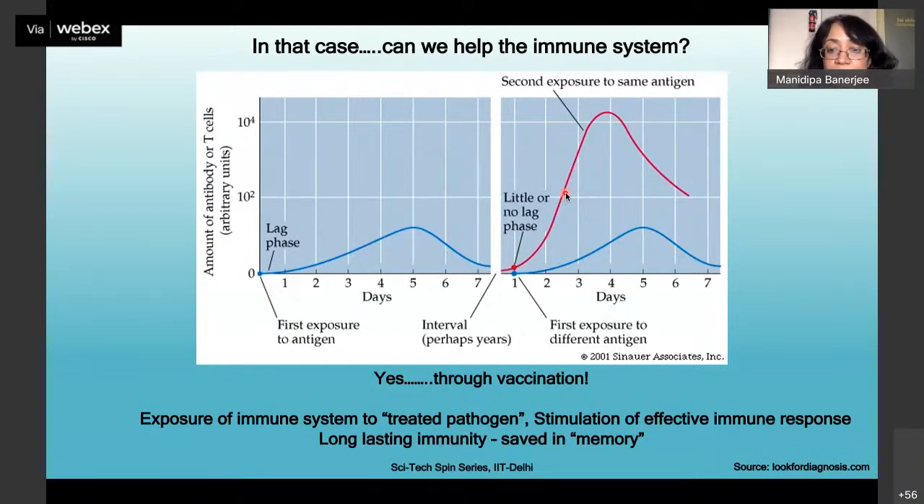So what do we do when we do vaccination? We expose our immune system to the pathogen, not the infectious pathogen, but some kind of treated pathogen, so that we stimulate an immune response and we store that in memory.